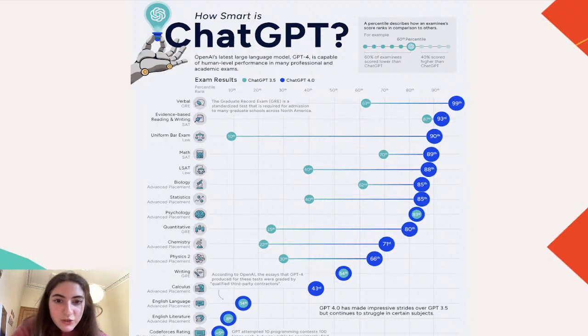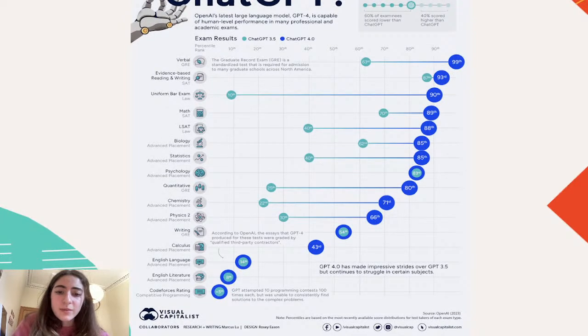It does well in this GRE, so verbal tests. It does well in this SAT, so reading and writing. I think it's SAT because it's the American one. The bar exam, right, it scores in the 90th percentile in the bar exam, which is quite impressive, in statistics. But you can see that it starts doing badly in other things. So for example, in calculus, 43rd percentile, again, ChatGPT not as good at doing maths. English language, 14th percentile, so very poor performance. English literature, also not good. And coding, not very good. So it does amazingly in some stuff and very poorly in other stuff.